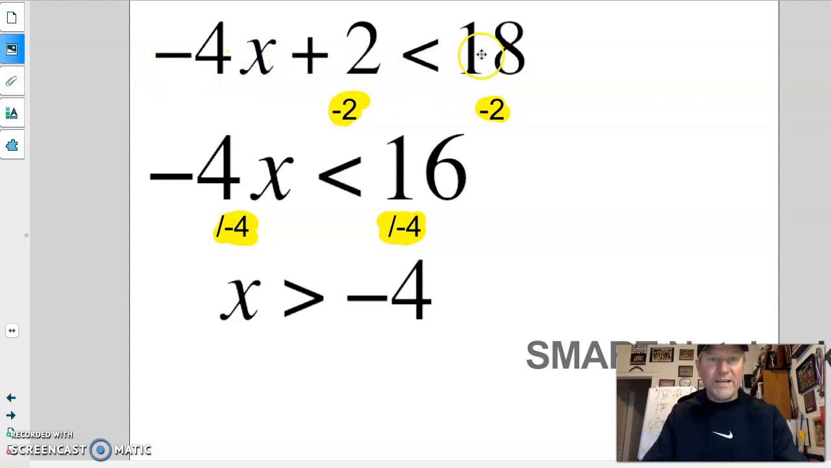In front of you, you see yesterday's problem of the day, which was negative 4x plus 2 less than 18. I've highlighted the steps that you needed to take. Subtract 2 from both sides. Divide by negative 4. Quick reminder, when you divide by that negative right here, that sign switches. So the less than sign in your final answer becomes a greater than sign because you divided by negative 4.